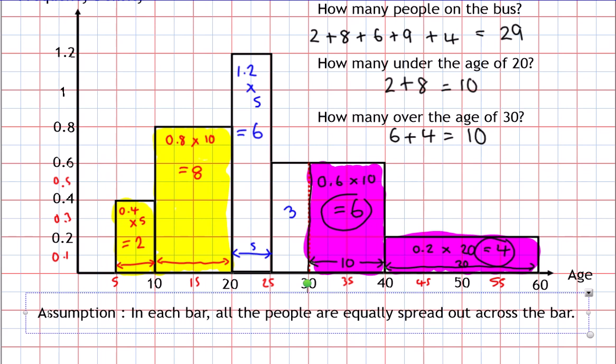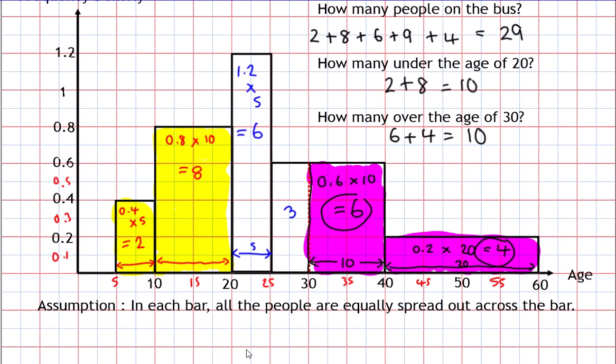This is the issue with having grouped data and losing your original values. Of course, if you could manage to get hold of the ages of all of the actual people on the bus, 29 people, you just go through your list and count them up, isn't it? But because it's been grouped into a table, we have to make a few guesses about how they're spread out. So that's really important, okay?